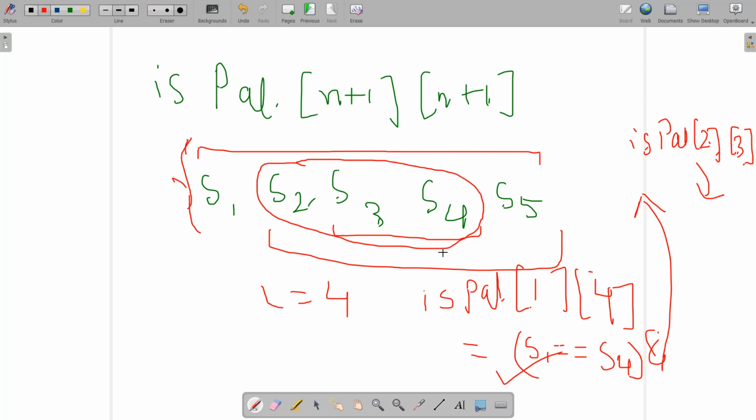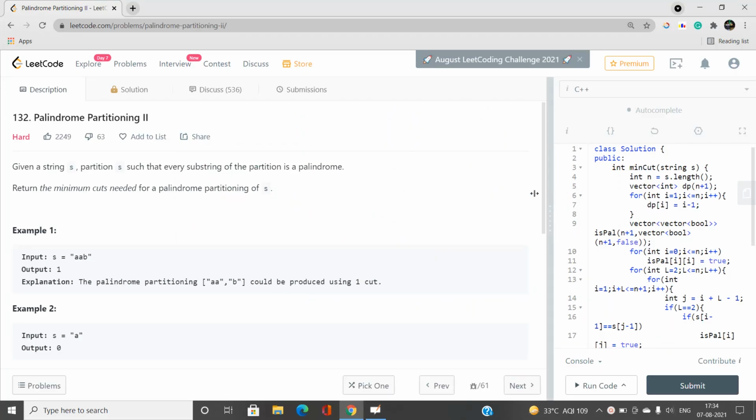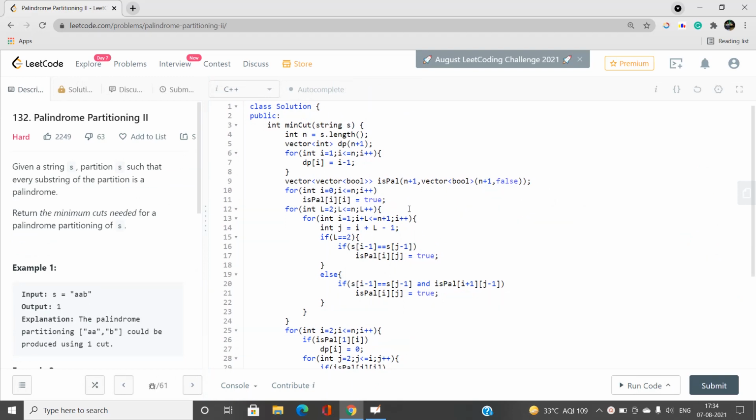Okay, now let's head over to the code to find out the exact solution, how we are going to do the pre-calculation, and how we are going to move further to the best solution for this problem.